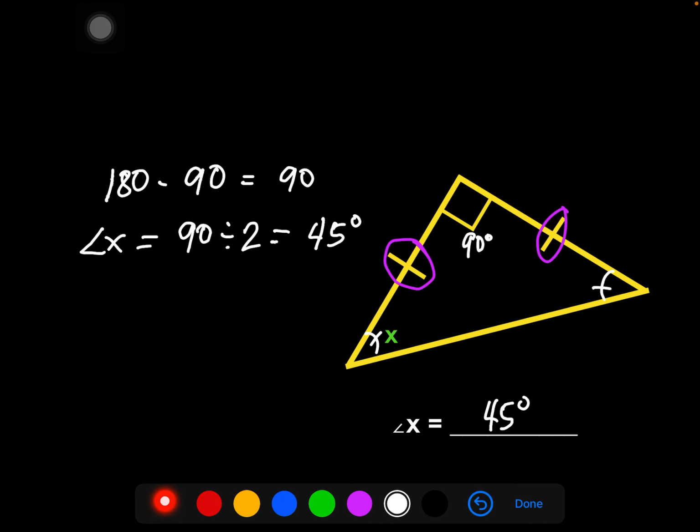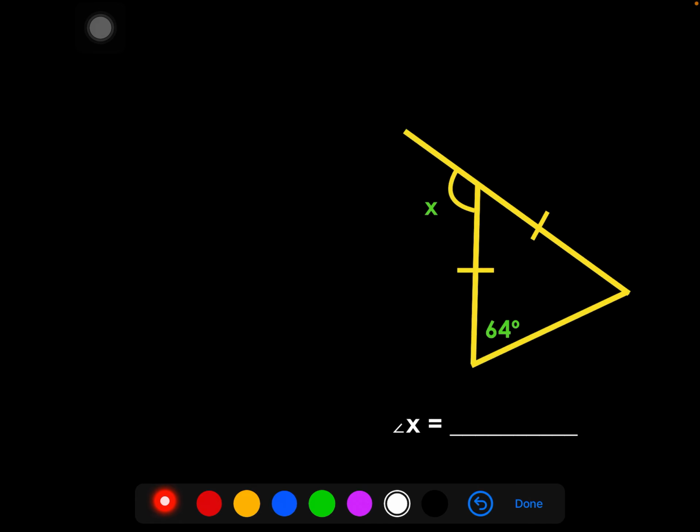Let's now try another example. Here I have a triangle and a straight line. This triangle also is an isosceles triangle. So I would have to find the angle here so that I can find angle X using my knowledge on angles on a straight line.